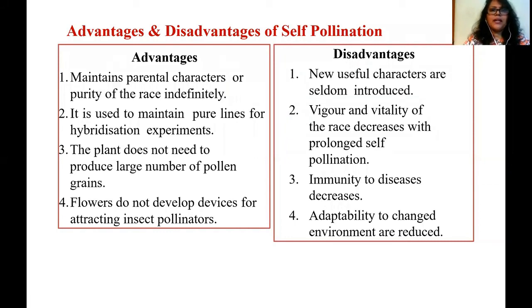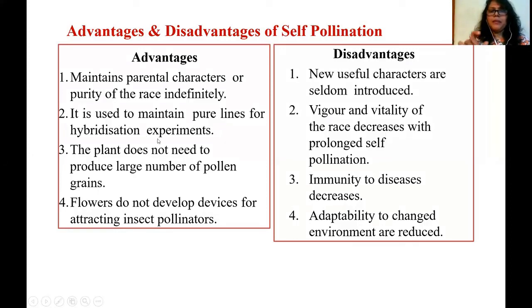So the first advantage of self-pollinating plants is maintenance of parental characters or purity of the race. Okay. Because in self-pollination, there is no diversity in the genes, and therefore the purity of the race is maintained, because there is no chance for genetic material from another flower to be transferred. So the parental characters and the purity of the race are maintained indefinitely, for many generations.